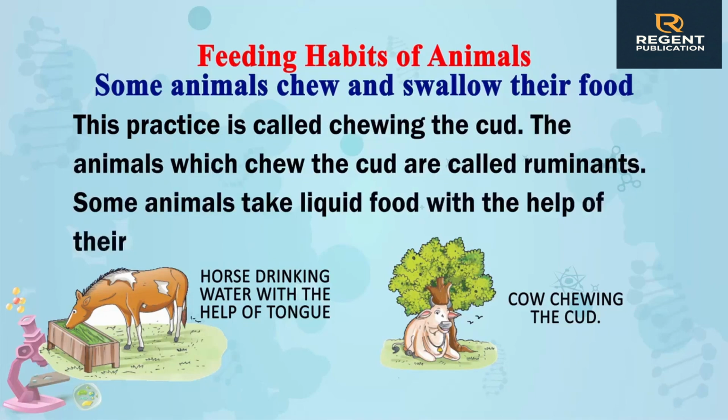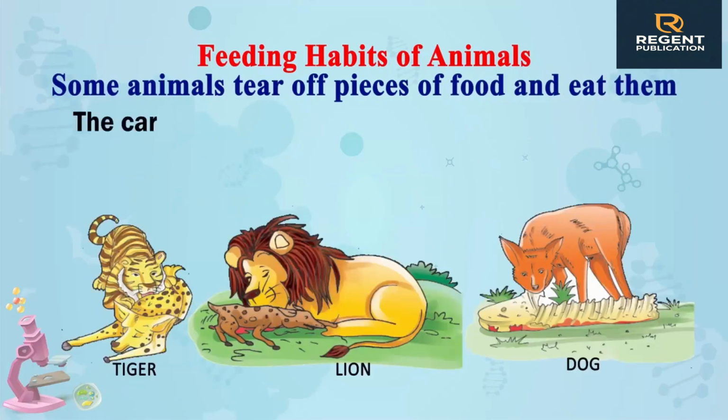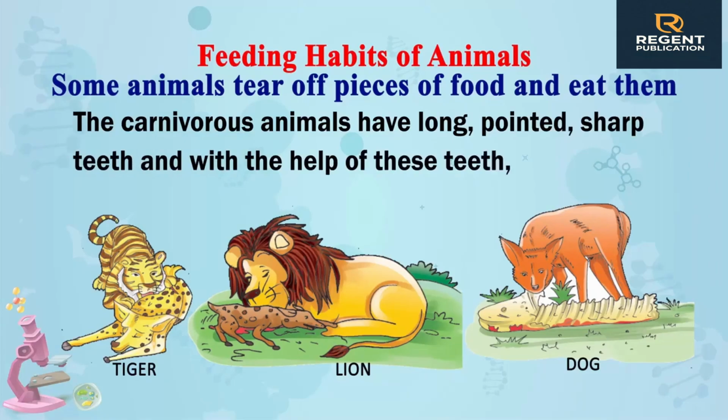Some animals take liquid food with the help of their tongue. Some animals tear off pieces of food and eat them. The carnivorous animals have long, pointed, sharp teeth. With the help of these teeth, they tear a prey into pieces.